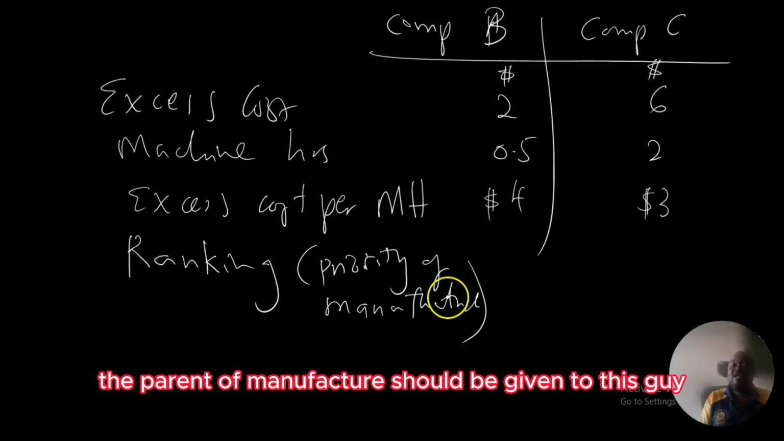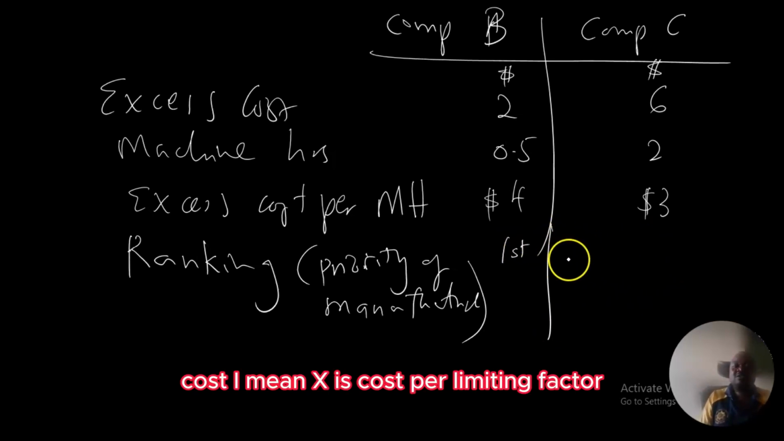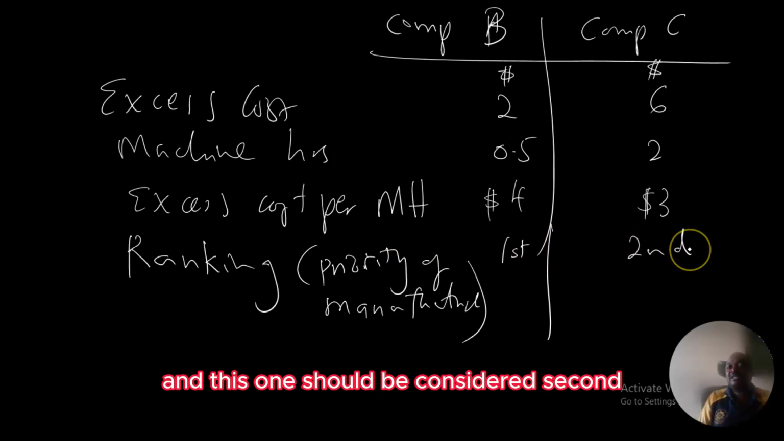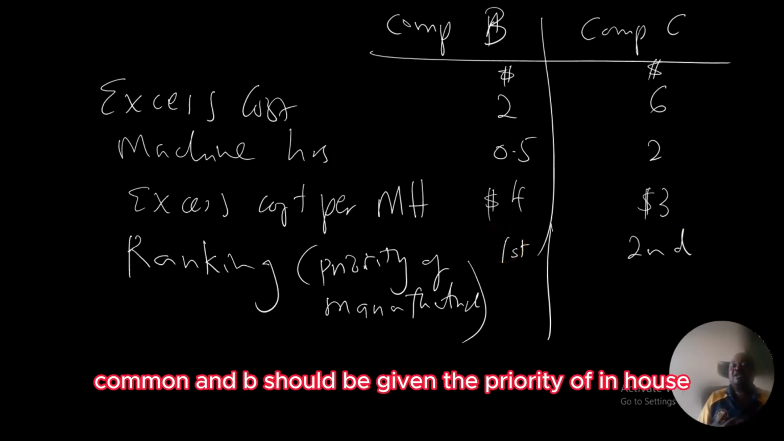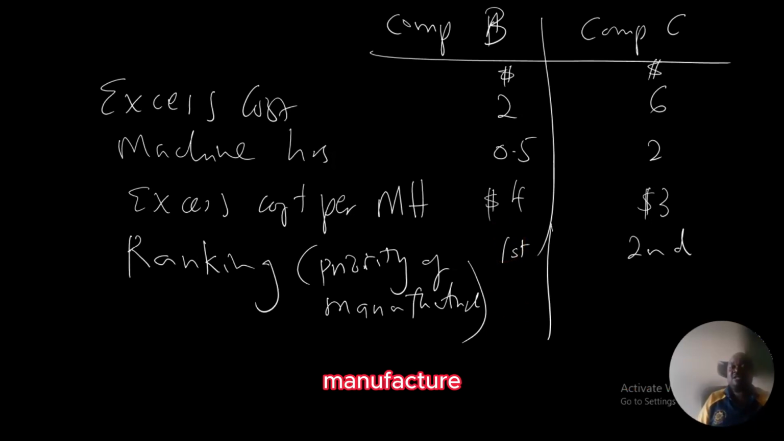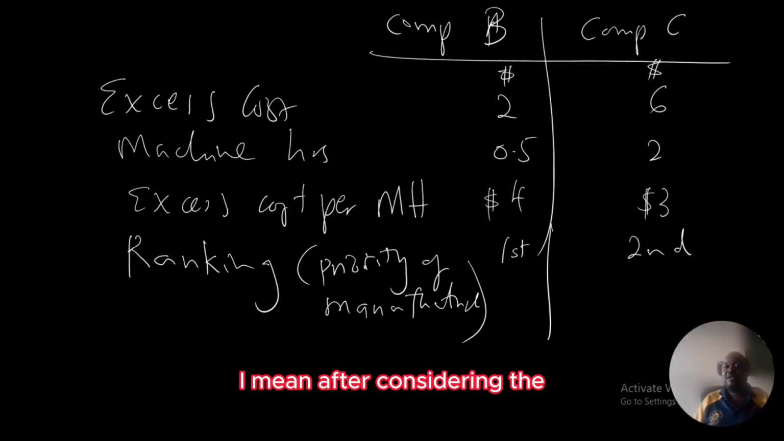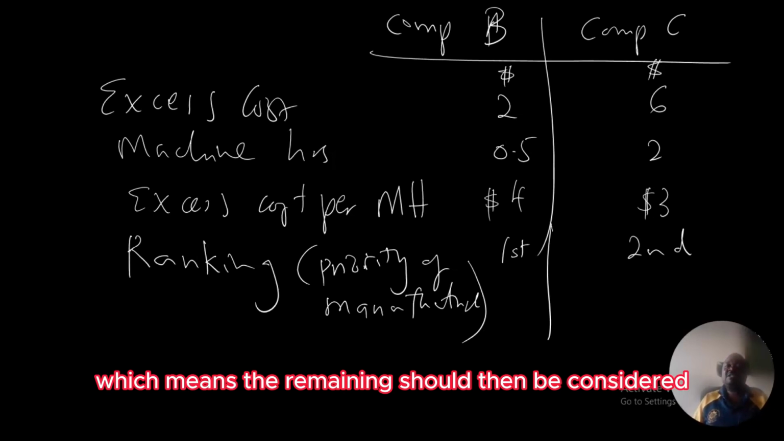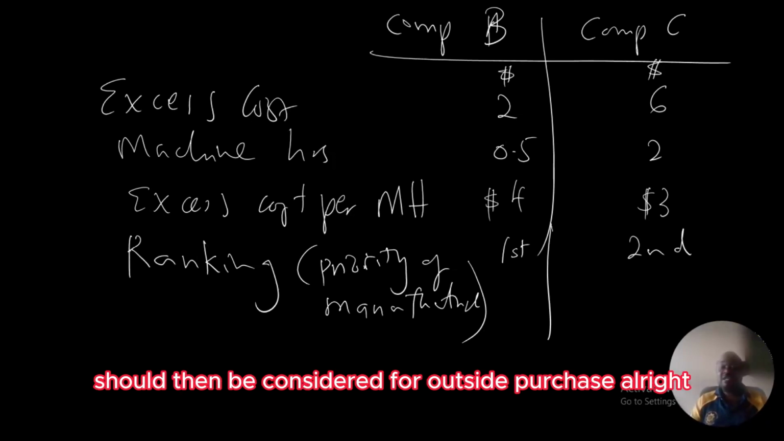The priority of manufacture should be given to the one with the highest excess cost per limiting factor, and this one should be considered second. All right, so this means that component B should be given the priority of in-house manufacture over C, and C should be bought outside. The remaining components to meet the demand for C should then be considered for outside purchase.